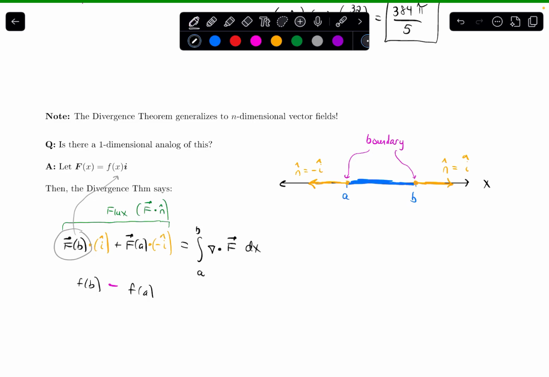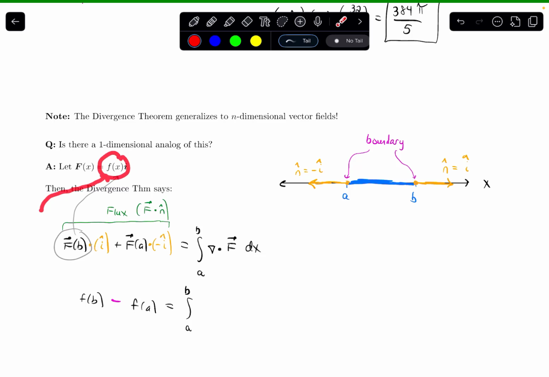Let me give myself a bit more room here. And on the right-hand side, I get equals my integral from a to b. When I do the divergence of this vector field, normally I'd have to do partial derivatives of the components. But here, because there's just one variable, I'll just do a normal derivative of f of x. So I can write that as f prime of x. Or I can write df dx. And then I still got that dx there at the end.